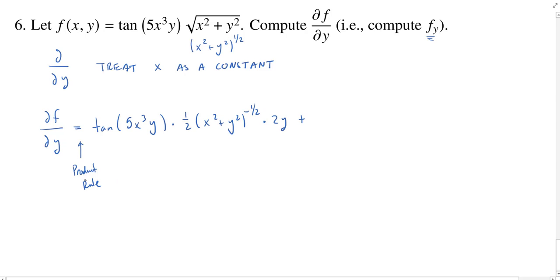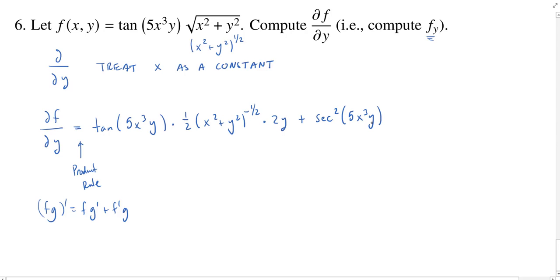Plus, because remember, I'm using the product rule. If I have f g prime, this is f g prime plus f prime g. So now I'm going to copy this at the end, but let me first take a derivative. We need to know the derivative of tangent. Of course, the derivative of tangent is secant squared. And then I copy the input, 5x cubed y.